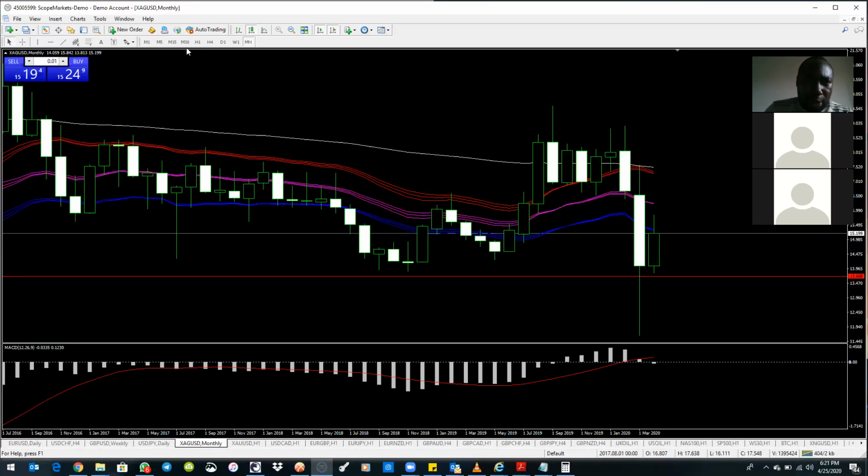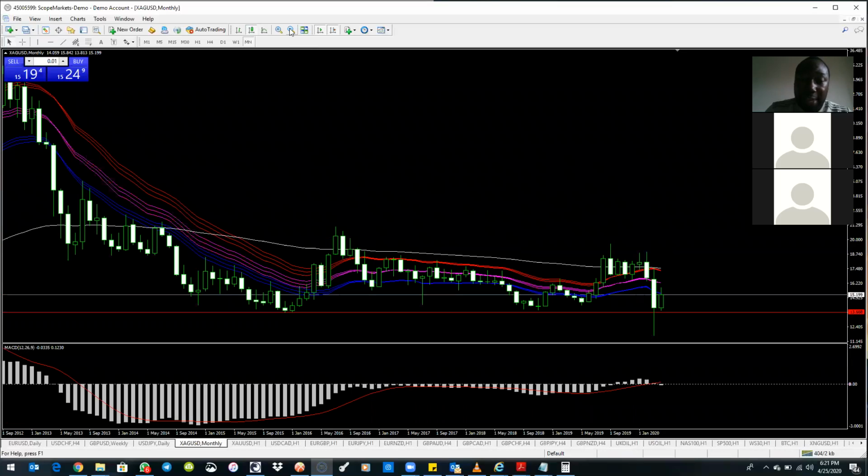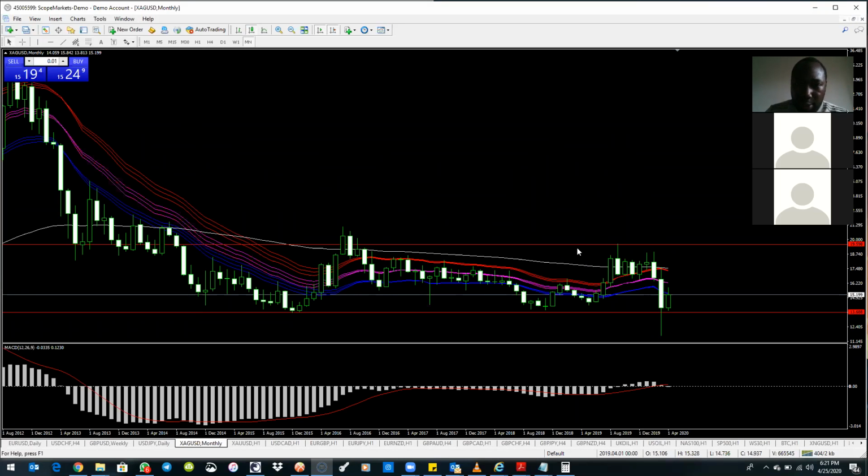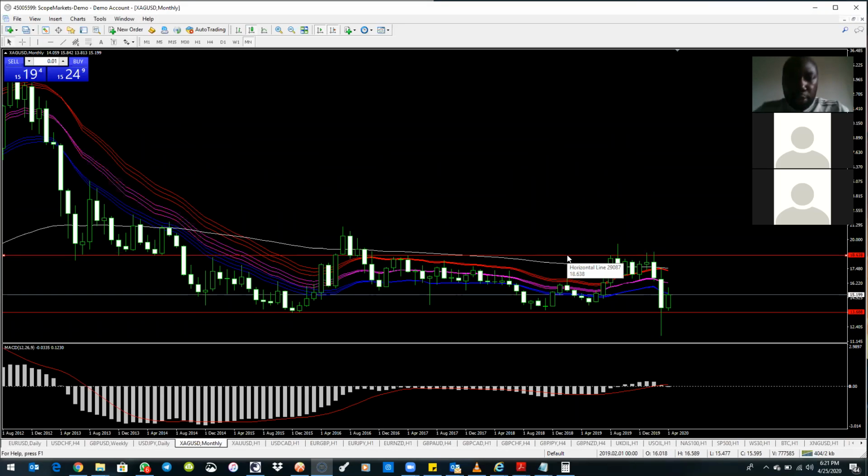Now, let's look at resistance, right? Because if there's support, there's also resistance. We have a resistance also on this pair, but it is not as significant as the support. Now, something I need to mention: whenever the market breaks through a support or a resistance, the former support now becomes a resistance. Or if it breaks through a support, that support becomes a resistance.